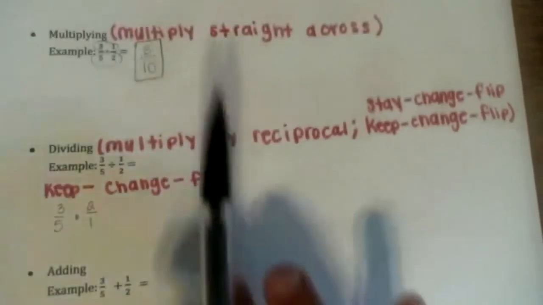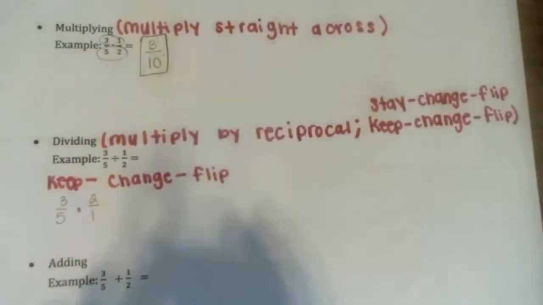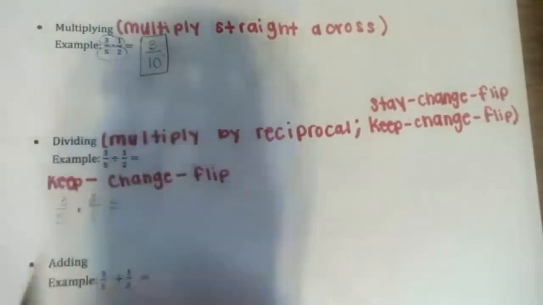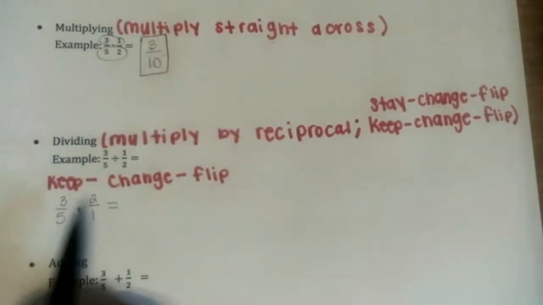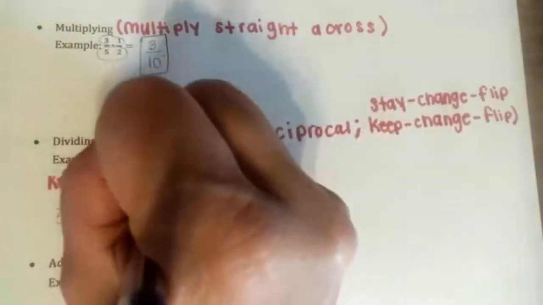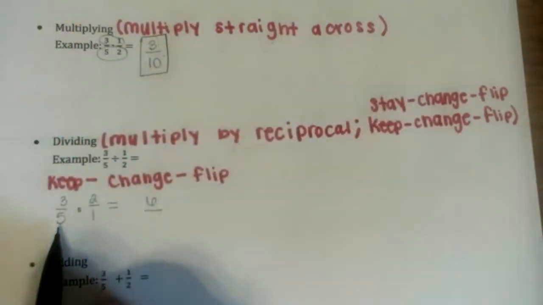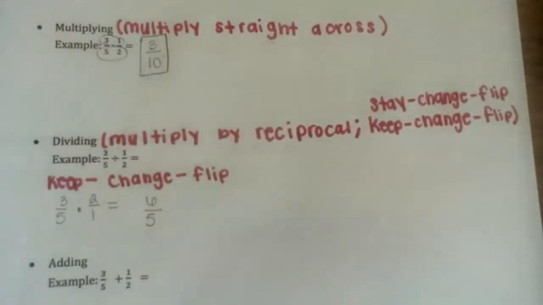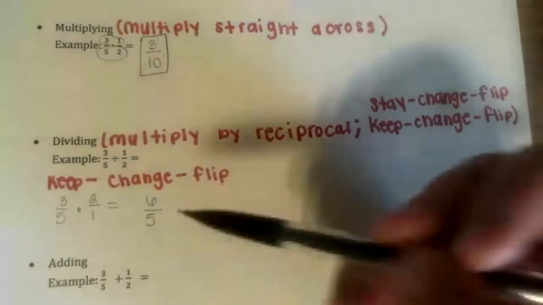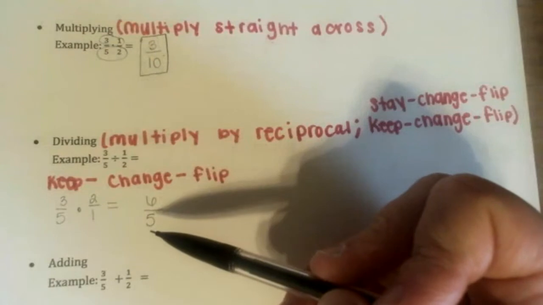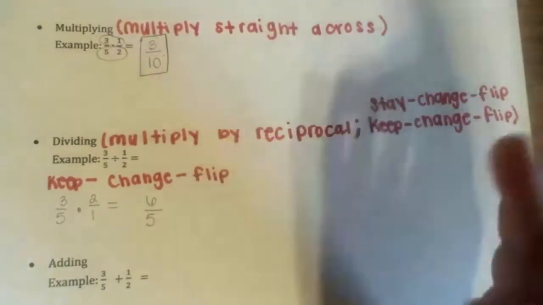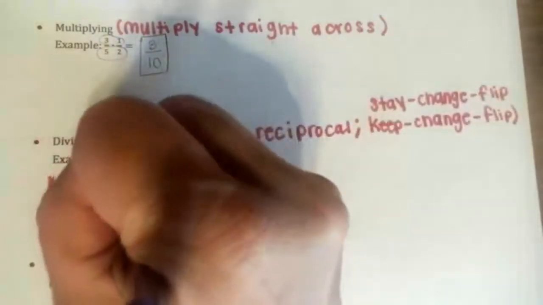Now we're multiplying. So just like up here, we're going to multiply straight across. 3 times 2 would give us 6 over, straight across, 5 times 1 would give us 5. So 6/5, let's see if we can reduce it. There's no number that 6 and 5 have in common. So it's okay that it's improper. It's okay that 6 is bigger. Just leave it. Our answer is 6/5.